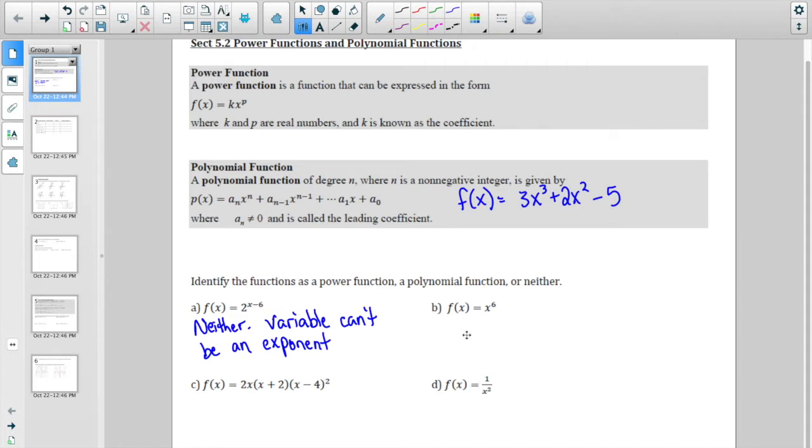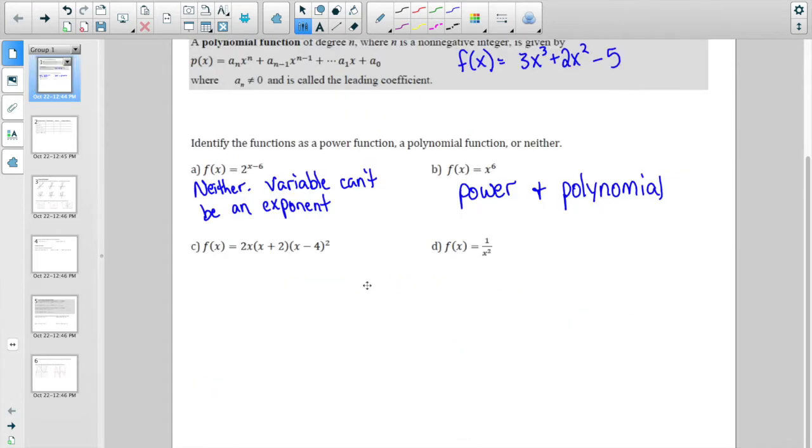On part B, it is a power function. Notice it is a single term. The coefficient is 1, and then the power is 6. It's also a polynomial function. It's a monomial because it only has one term. Terms are separated by plus and minus signs. Part C clearly is not a power function because it's not a single term. However, it is a polynomial function.